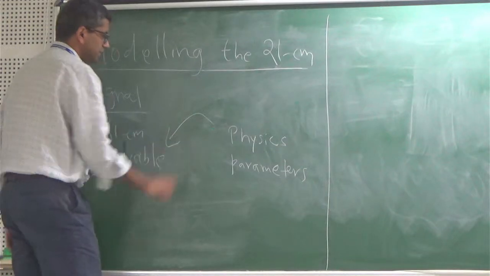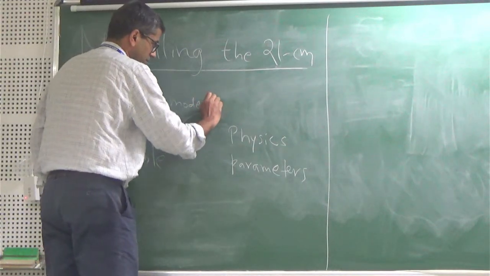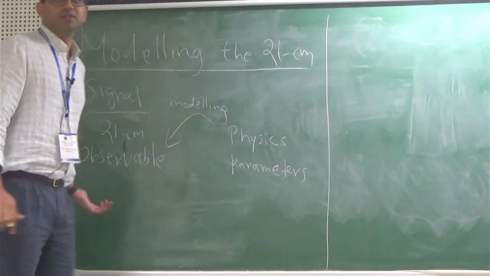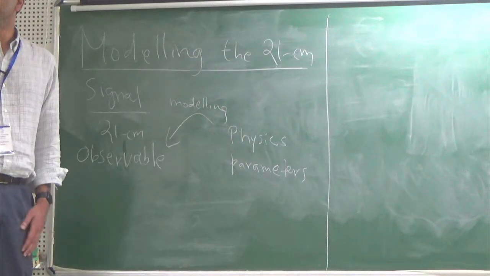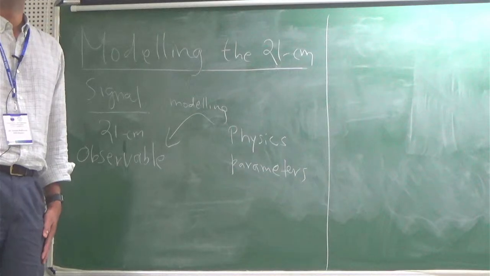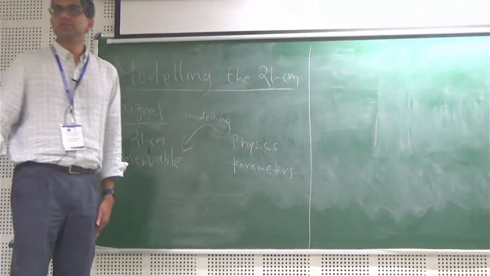Okay. And we said that there is a connection between these two, which we established by means of modeling. The list of physics parameters can be different for each of us. The list of observables can also be different for each of us. We have studied the global signal, the 21 centimeter forest signal. Prasoon has mentioned the fluctuating 21 centimeter signal.